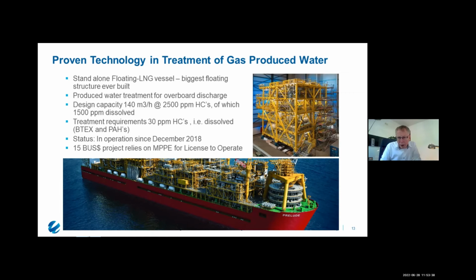On the top right picture, you see the module that was built for this, and it looks huge. It is huge, but it's also built according to oil and gas standards, so it's not applicable for the pharmaceutical industry. What I want to stress is that this unit is built on what we call a floating LNG plant, and it's one of the biggest projects in oil and gas history. Basically, this ship relies on our performance in order to discharge the water overboard, as a license to operate. So a very expensive project is relying on the technology.